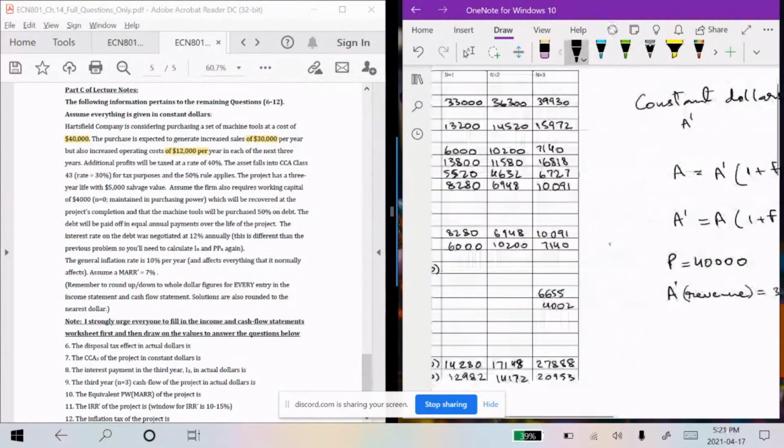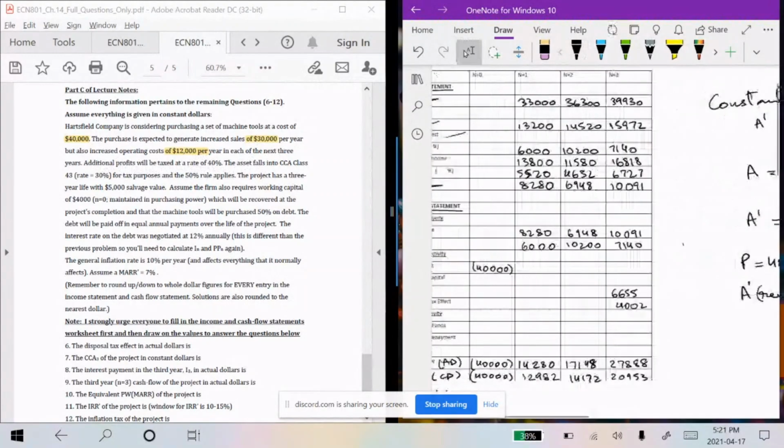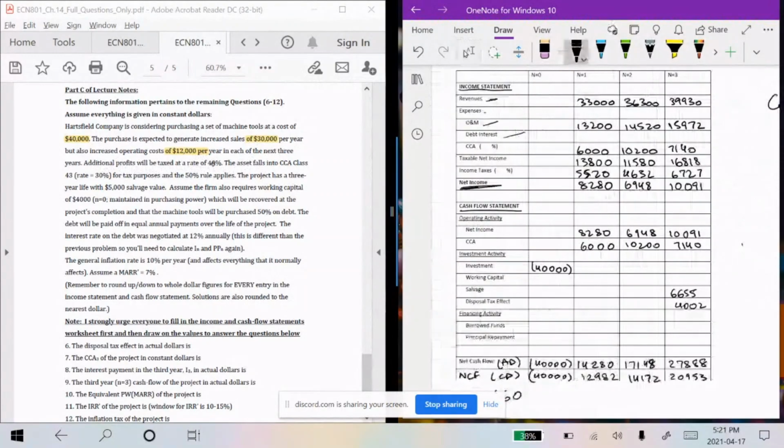Then operating costs of 12,000 per year. Again, this is constant dollars. Each of the next 3 years, additional profits will be taxed at a rate of 40%. That's the income tax rate here, 40%. And the asset falls into CCA class, rate is 30%. This is to calculate the CCA. This is basically where we use the chapter 8. We'll use the chapter 8 again here to calculate the disposal tax effect.